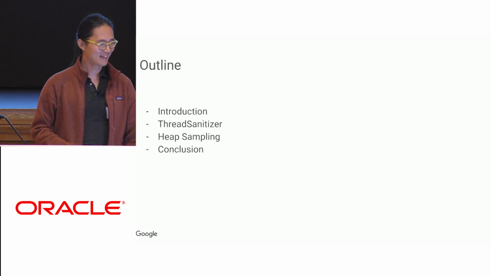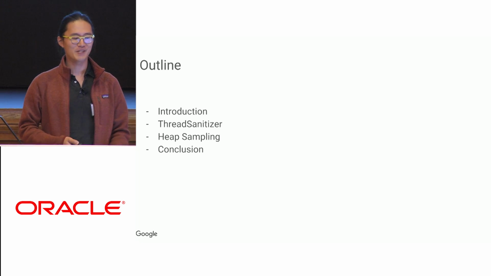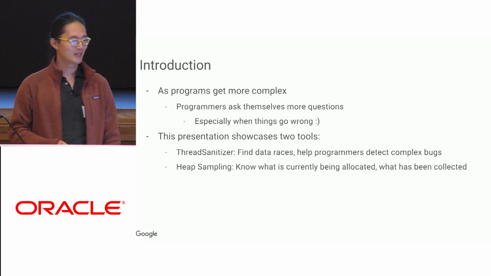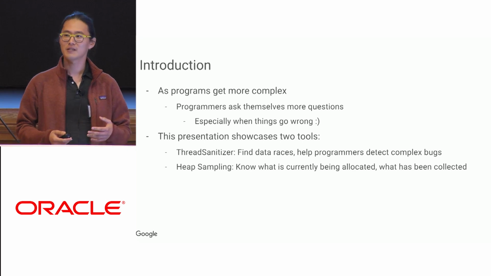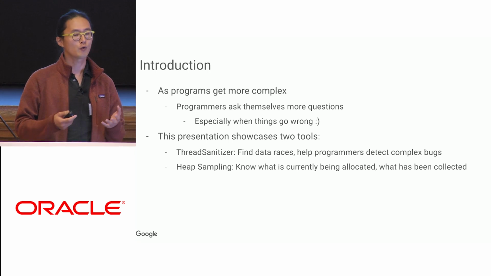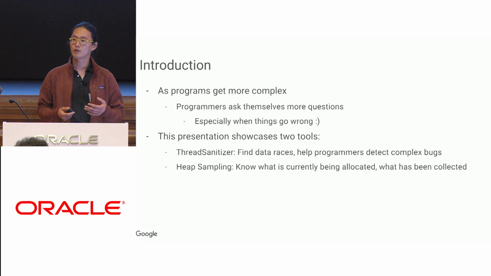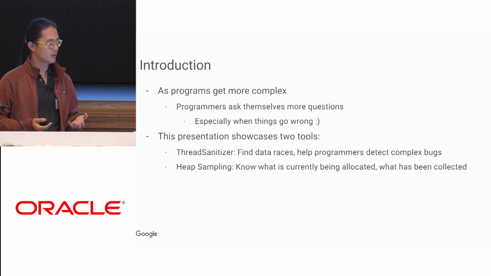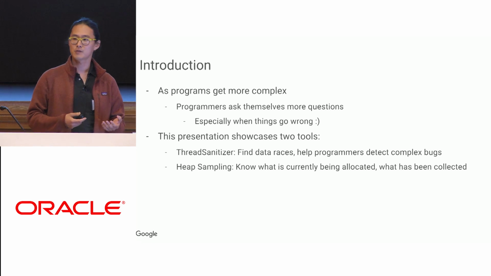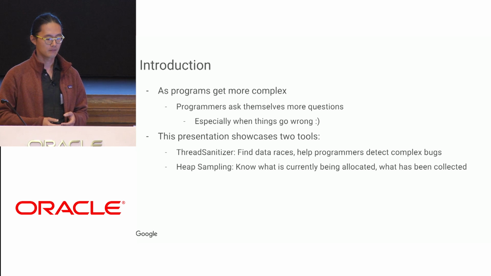So basic outline is intro, ThreadSanitizer, heap sampling. We'll conclude. It's very simple. As programs get more complex, there are a lot of questions people ask about what's going on in their program, especially when things go wrong. So we're going to talk about two tools today. One is ThreadSanitizer, which finds data races for you, and one is heap sampling, which tells you what is being allocated when you run your program in production.